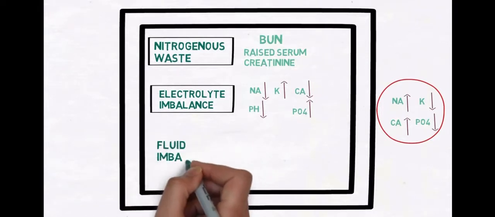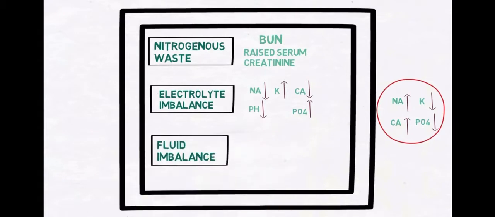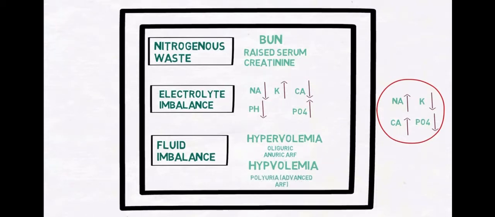One important problem in ARF is the fluid imbalance. Since the kidneys are not functioning properly, the body can have hypervolemia, that is excess body water, or hypovolemia, that is deficit body water. Hypervolemia mainly occurs in oliguric and anuric ARF, when the kidneys do not produce enough urine and water gets retained in the body, and hypovolemia occurs in advanced ARF when the kidneys lose their property of concentration.